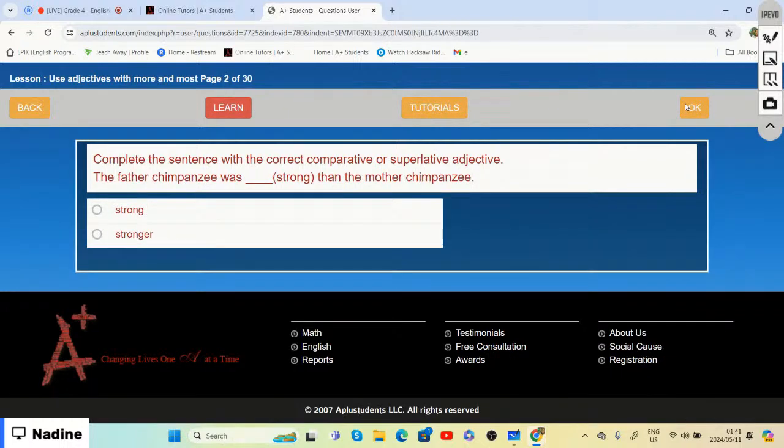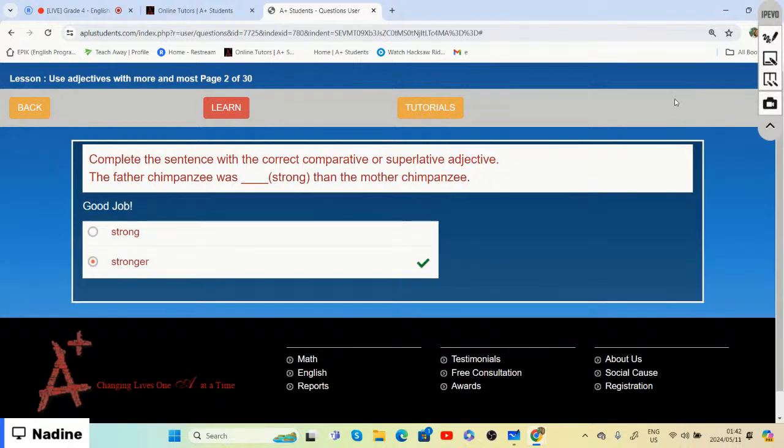All right. The father chimpanzee was strong than the mother chimpanzee, or do we say was stronger than the mother chimpanzee? All right, so here we can say that the father chimpanzee was stronger than the mother chimpanzee, stronger.